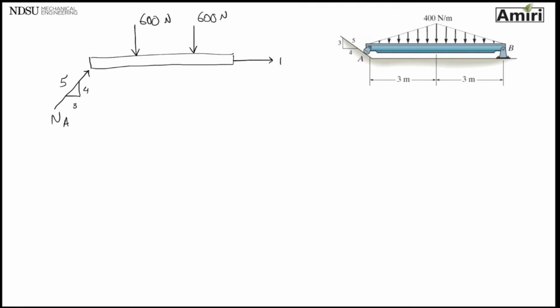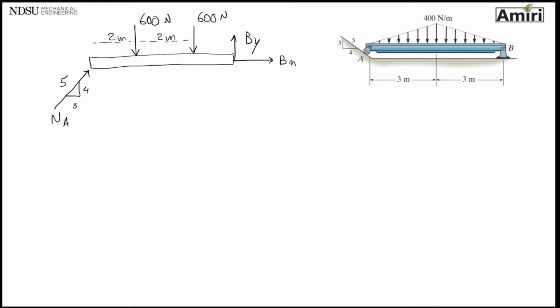And a Bx and a By. Okay. So that is my free body diagram. 2 here, 2 here. Okay. How many unknowns do I have? I have Bx, By, and NA. So I need at least 3 equations.